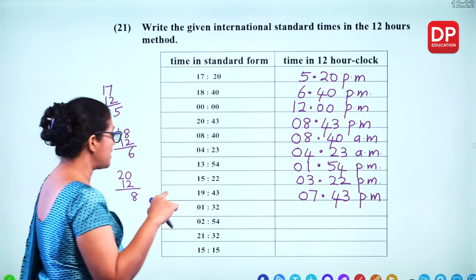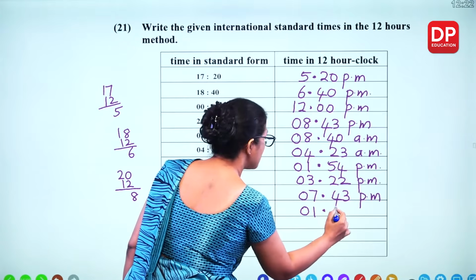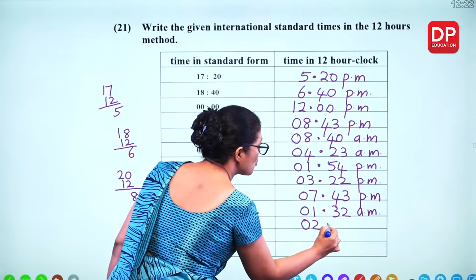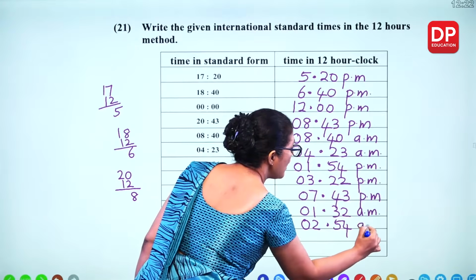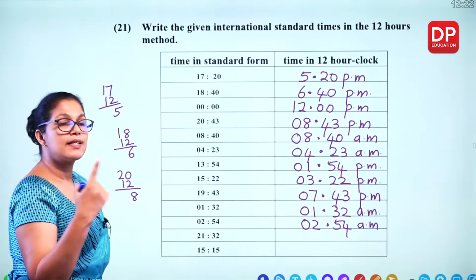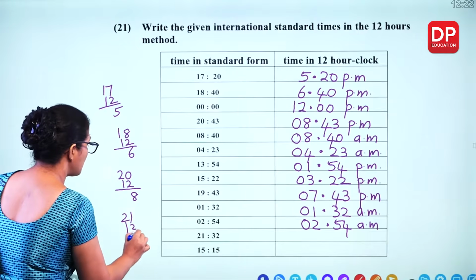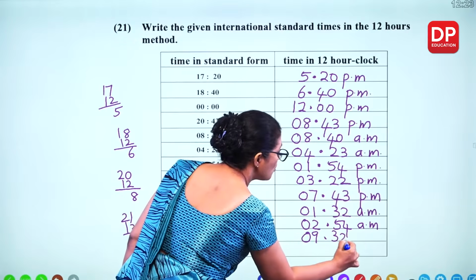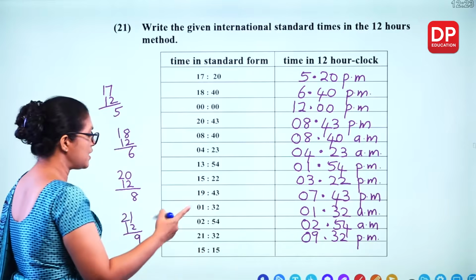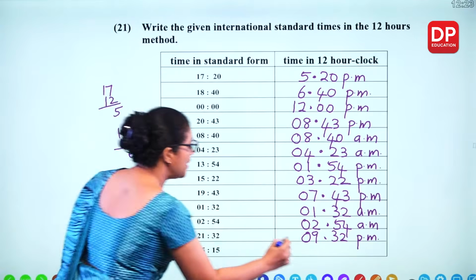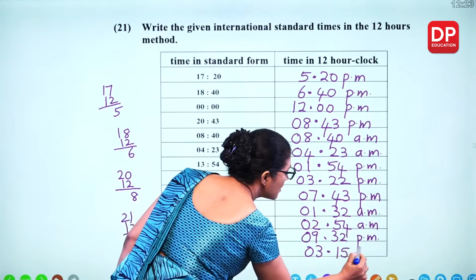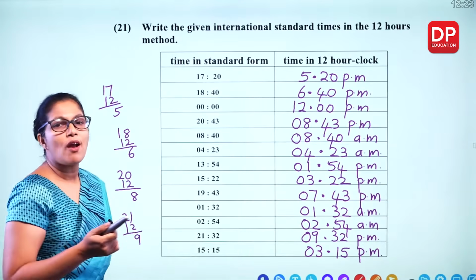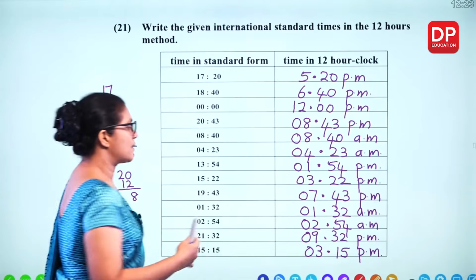01:32 means this is less than 12. That's in the morning. 1:32 AM. 02:54 here less than 12. That's also in the morning. 2:54 AM. 21 means you subtract 12. From that you get 9. 9:32 PM. 15:15. That means 15 minus 12, 3. 3:15 PM. So you can write with one digit also in the 12-hour clock. I just put 0 to represent 2 digits.